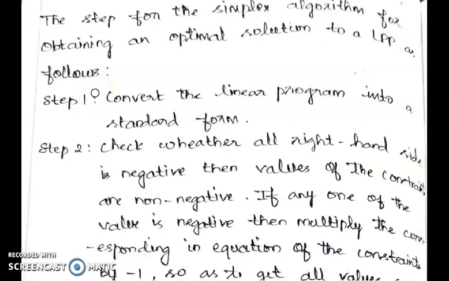The steps for the simplex algorithm for obtaining an optimum solution to a linear programming problem are as follows. Step 1. Convert the linear program into standard form. Step 2. Check whether all the right hand side values of the constraints are non-negative. If any one value is negative, then multiply the corresponding constraint equation by -1, so as to get all the values non-negative. And step 3.